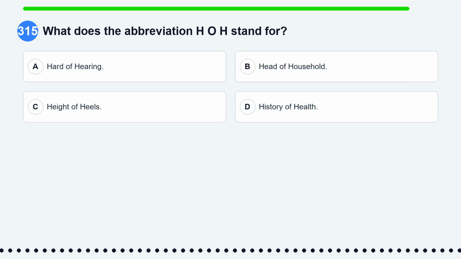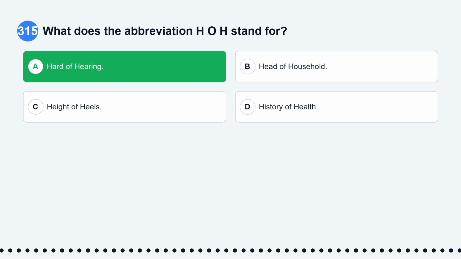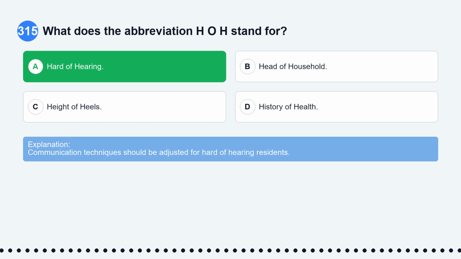Question 315. What does the abbreviation HOH stand for? Option A, hard of hearing. Option B, head of household. Option C, height of heels. Option D, history of health. The correct answer is option A, hard of hearing. Communication techniques should be adjusted for hard of hearing residents.